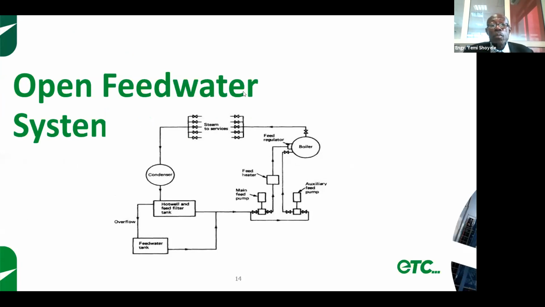In the open feed water system, when steam leaves the boiler, it goes through into the services, to the load centers. That's where steam is required. After doing the work, the steam condenses and is saved in a condenser, and then it goes into a hot well, the hot well tank, and then into the feed water tank.